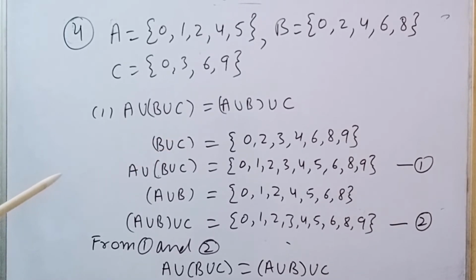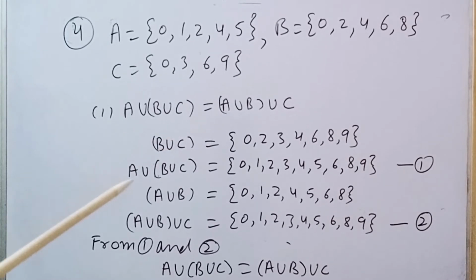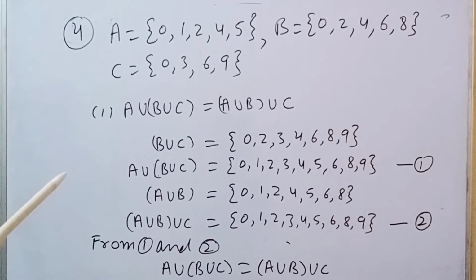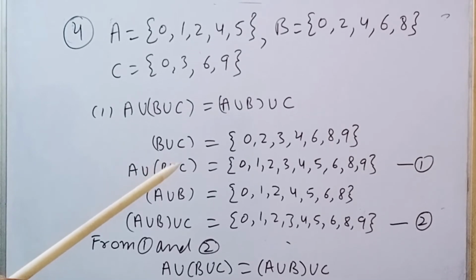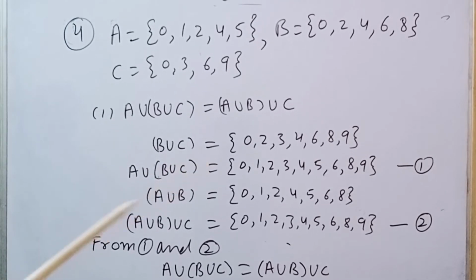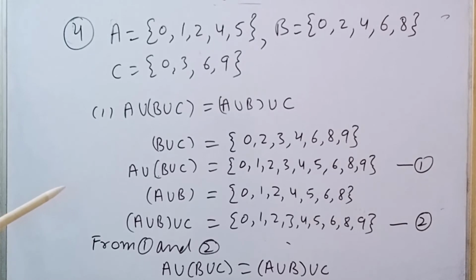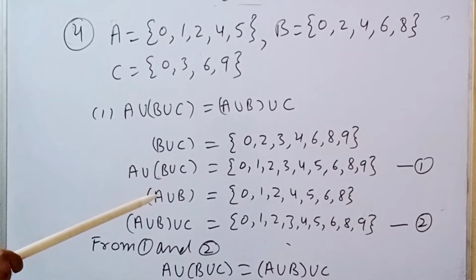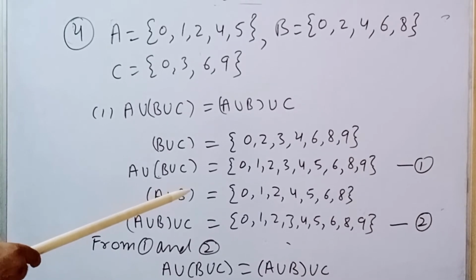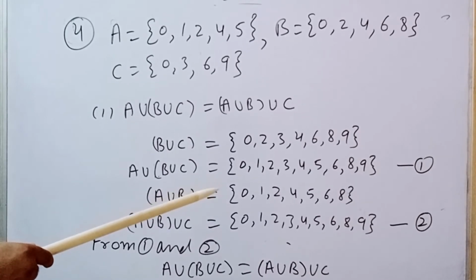Now we will find A union (B union C). That means all the elements of B union C and all the elements of A. That is 0, 1, 2, 3, 4, 5, 6, 8, 9. Now we will find A union B. That means all the elements of A, all the elements of B. That are 0, 1, 2, 4, 5, 6, 8.